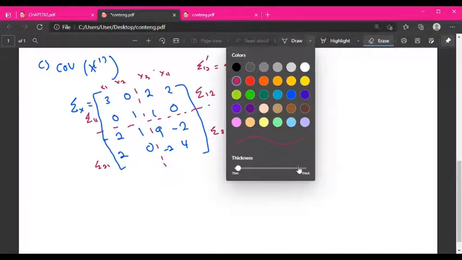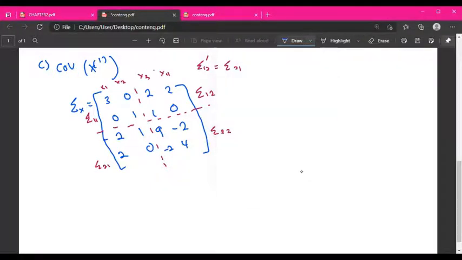Yang mana satu adalah covariance untuk X1? Yang kita nak cari itulah kan. Ni, soalan C. Covariance of X1 will be sama juga dengan big sigma of 1, 1. Which is, write down 3001.